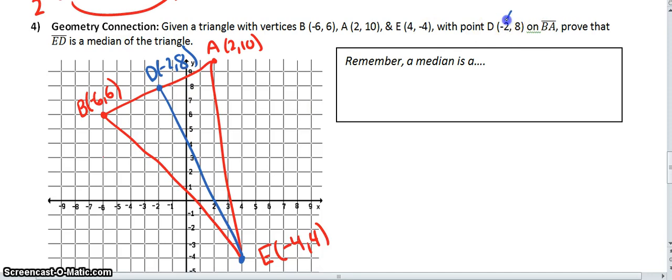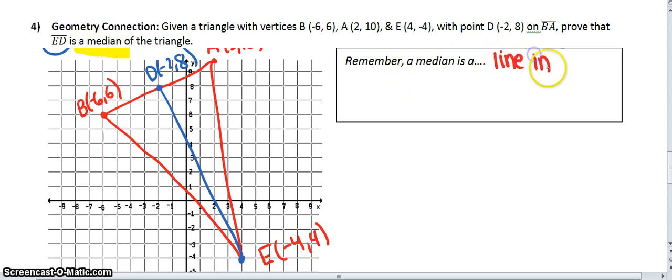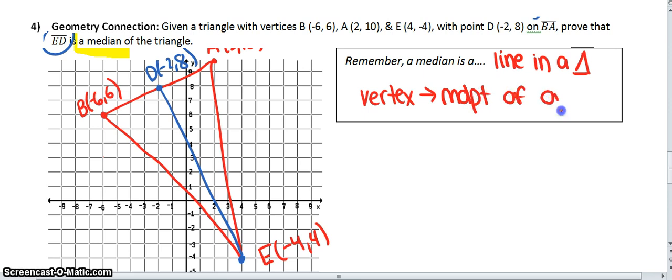You have point D that lies on BA, so that just means it's on the line. It's negative 2, 8. It's right here. It wants you to prove that ED, so I connected E to D, is a line. It wants you to say that's a median of the triangle. So this reviews some vocab we learned in Unit 1. A median is a line in a triangle, as you can see, that will connect a vertex to a midpoint of the opposite side. I'm going to abbreviate opposite because I don't have room. You can write it smaller if you want. So it's got to go from vertex to midpoint.